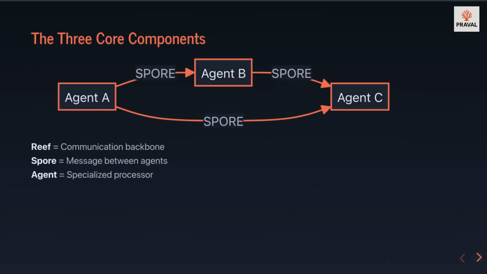Let's get concrete. There are three core components you need to understand. The reef is your communication backbone. Think of it as the nervous system connecting everything. The spore is a message that carries knowledge between agents. And the agent is a specialized processor that does one thing well. These three pieces work together to create the whole system.